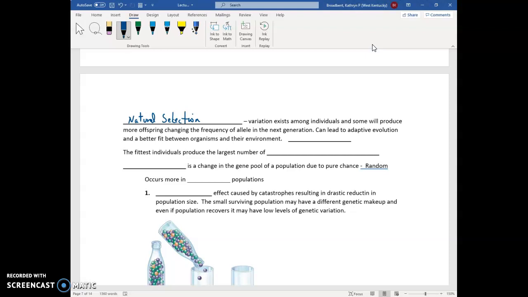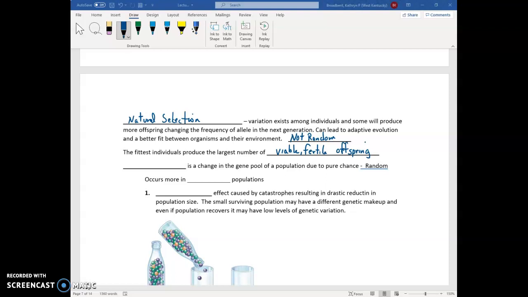Variation exists among individuals, and some will produce more offspring, changing the frequency of alleles in the next generation. This can lead to adaptive evolution and a better fit between the organisms and their environment. This process is not random. The fittest individuals produce the largest number of viable, meaning living, fertile offspring.